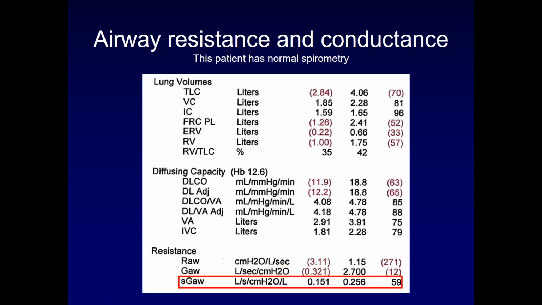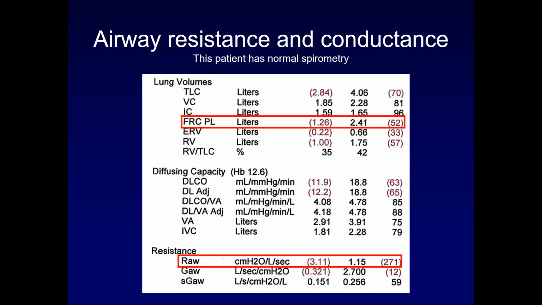But I'll also point out to you that the specific conductance is normal at 60% predicted. Well, why is this specific conductance normal when the airway resistance is high? That's likely because your functional residual capacity in this case is 52% predicted. This patient's airways aren't opened up enough, therefore augmenting the resistance, that when you correct for the volume of gas in the lung, it actually normalizes.